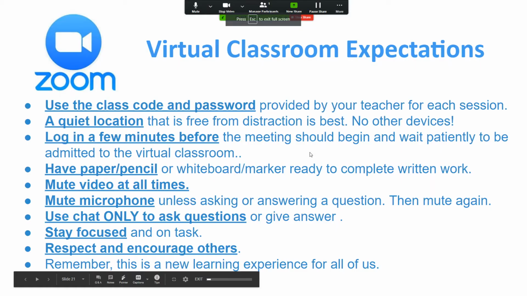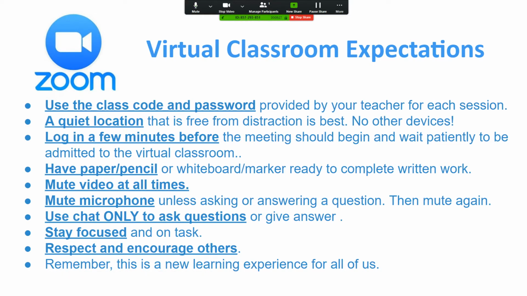So as everyone enters, these are the things they see. So let's go through our virtual classroom expectations. Use the class code and password provided by your teacher for each session. A quiet location that's free from distraction is best because we don't want other distractions causing trouble for the learning. Now, we've already got people's microphones off, but it means the learner still needs a quiet place.